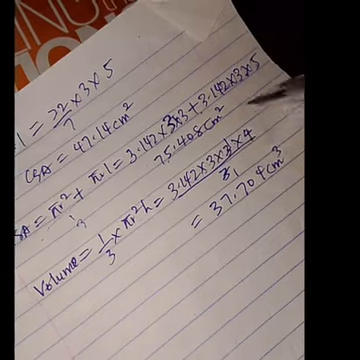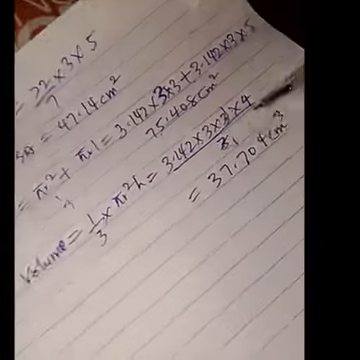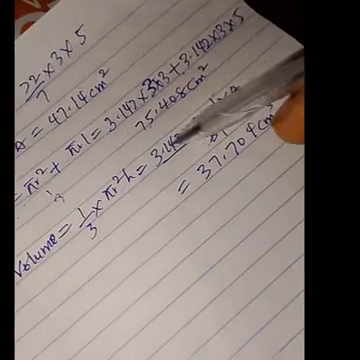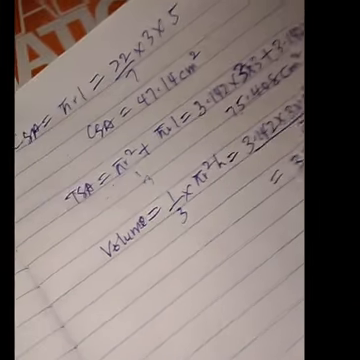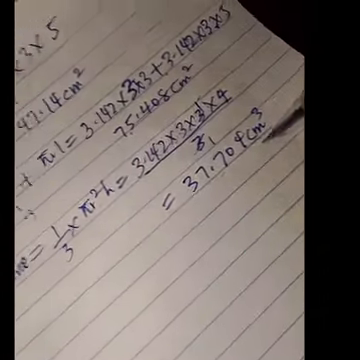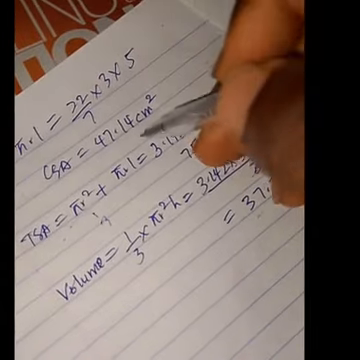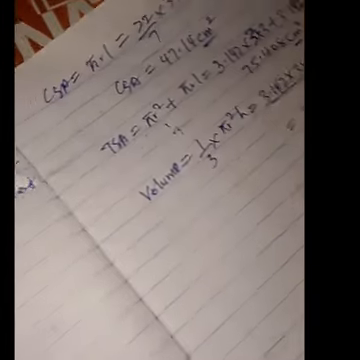Now for the volume, 1/3 pi r square H: 3.142 times r, which is 3, times 3 times the height, which is 4. Divided by 3 here 1, 3 here 1. So when you multiply these by each other, you get 37.704. And the unit of volume is cube, the unit of area is square.